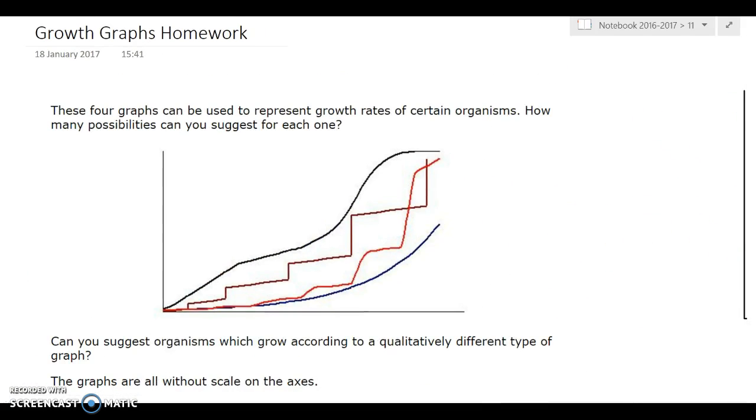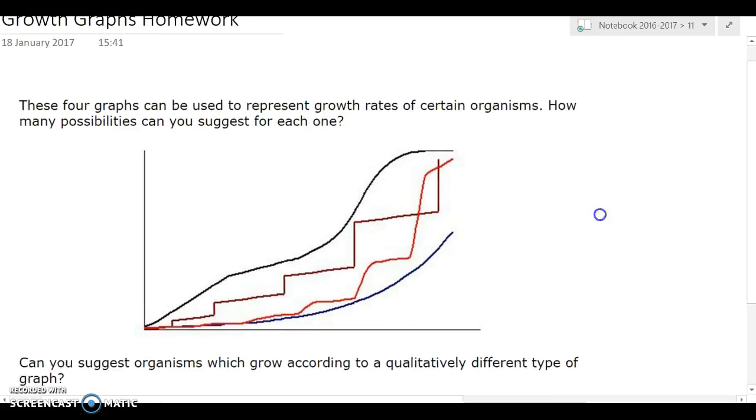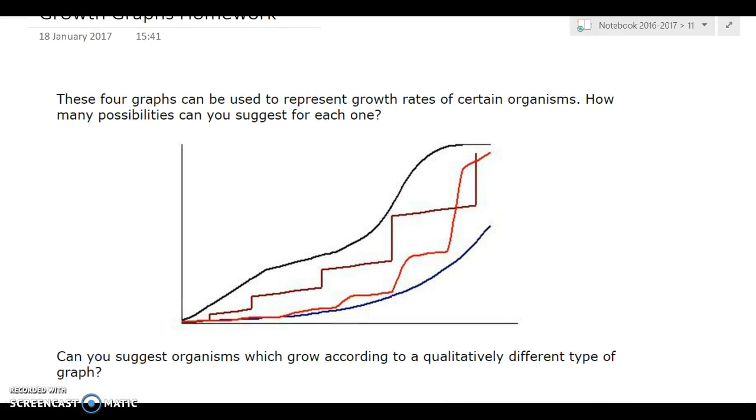You need to do some thought for me in preparation for next lesson, and I need to see some written answers as well. I'll tell you what to do. So here are 4 graphs. They all represent what we can call the growth rates of particular organisms. I've not told you which sorts of organism each of these graphs relate to.